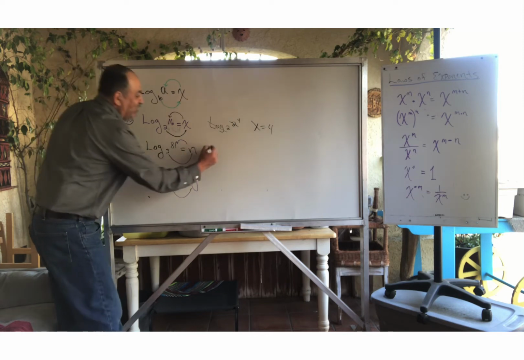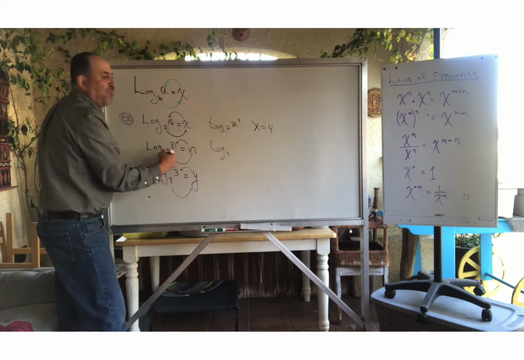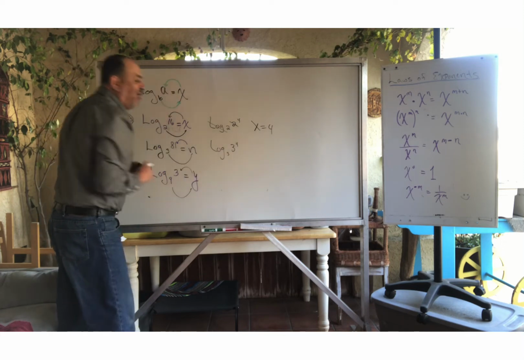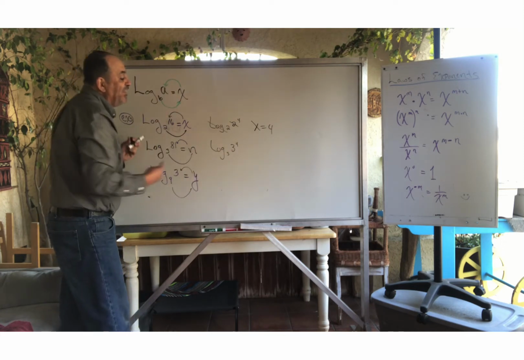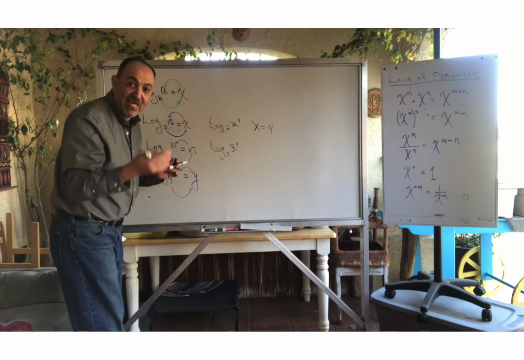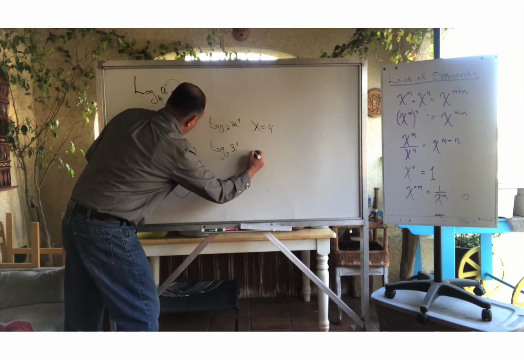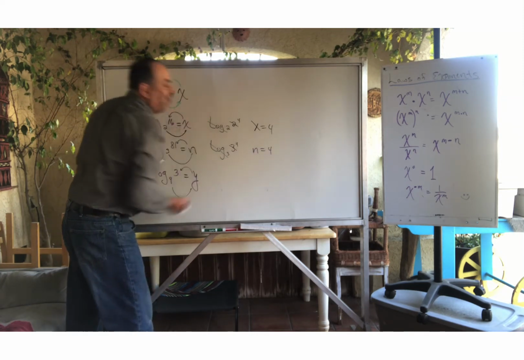I'm going to write the word log of 3, and I'm going to transform 81 to 3 to the 4. Yet again, the 3's cancel because when the base of the log is equal to the base of the exponential expression, they cancel, and so in this case you get n is equal to 4.